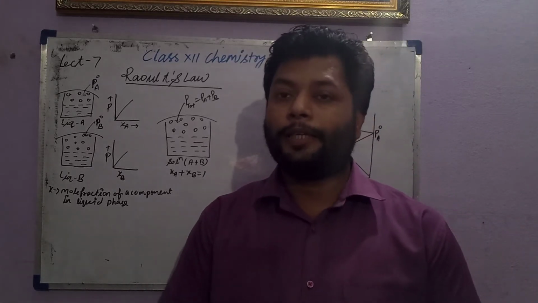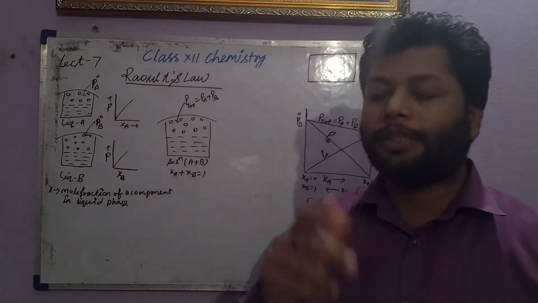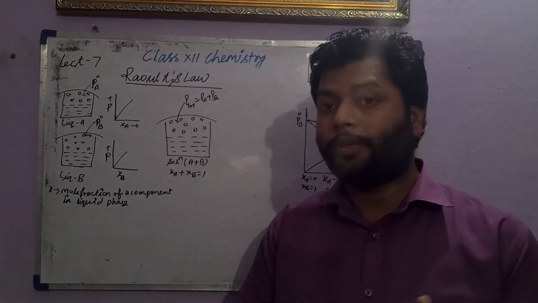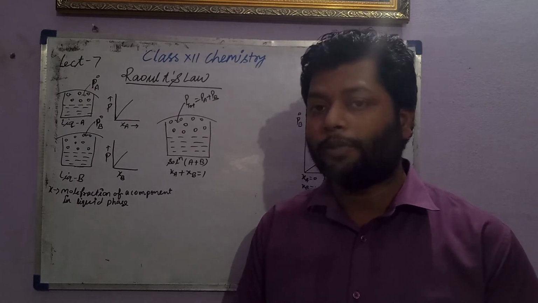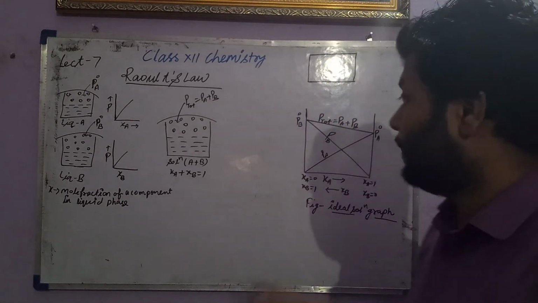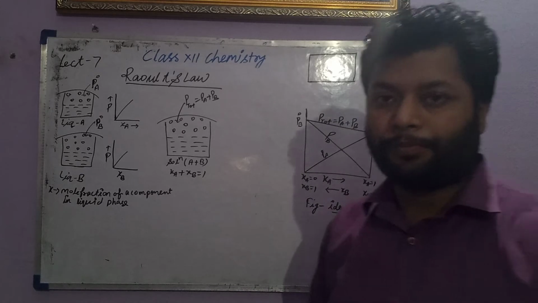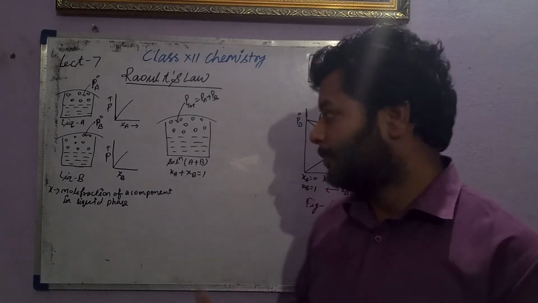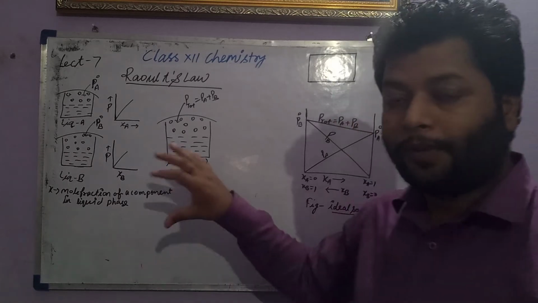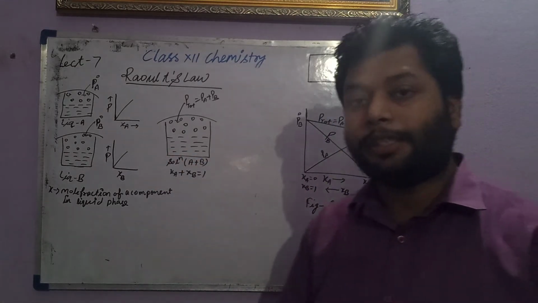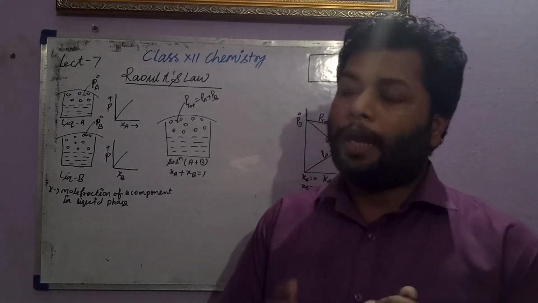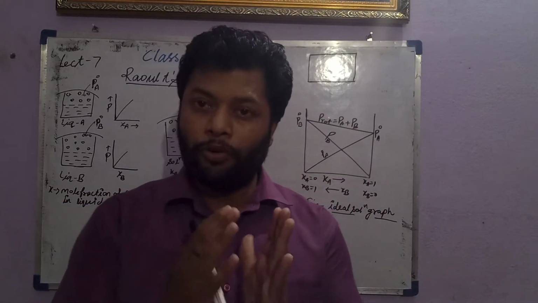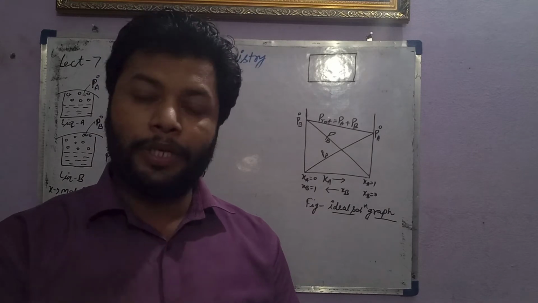Last lecture was based on some basic knowledge of Raoult's law, and in this lecture also we are going to conclude the same topic, Raoult's law. We'll study the relationship of the graph when two different liquids are mixed together to make a solution. What will be the nature of the graph we will discuss in the same lecture, and also we'll try to evaluate the mole fraction of a component in the vapor phase.